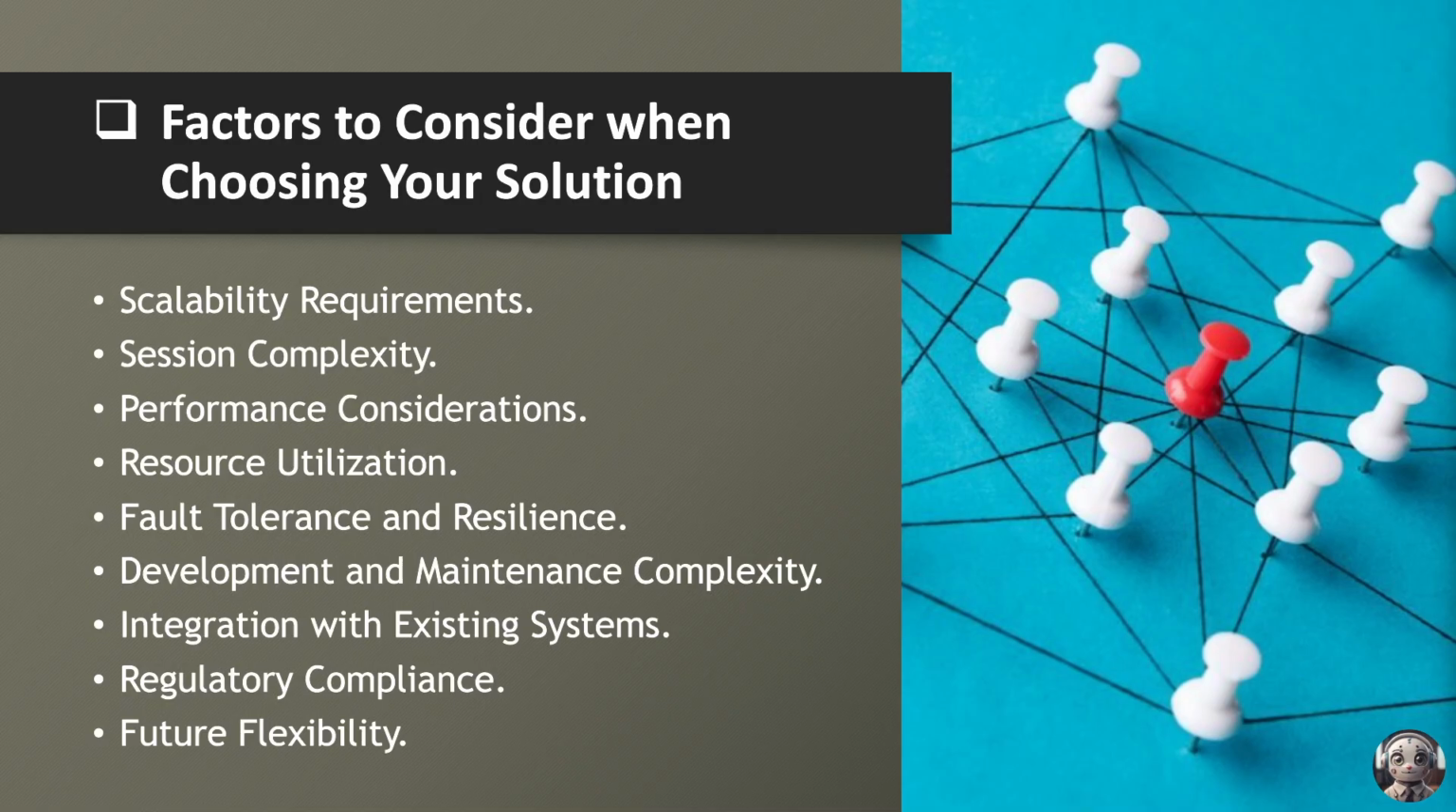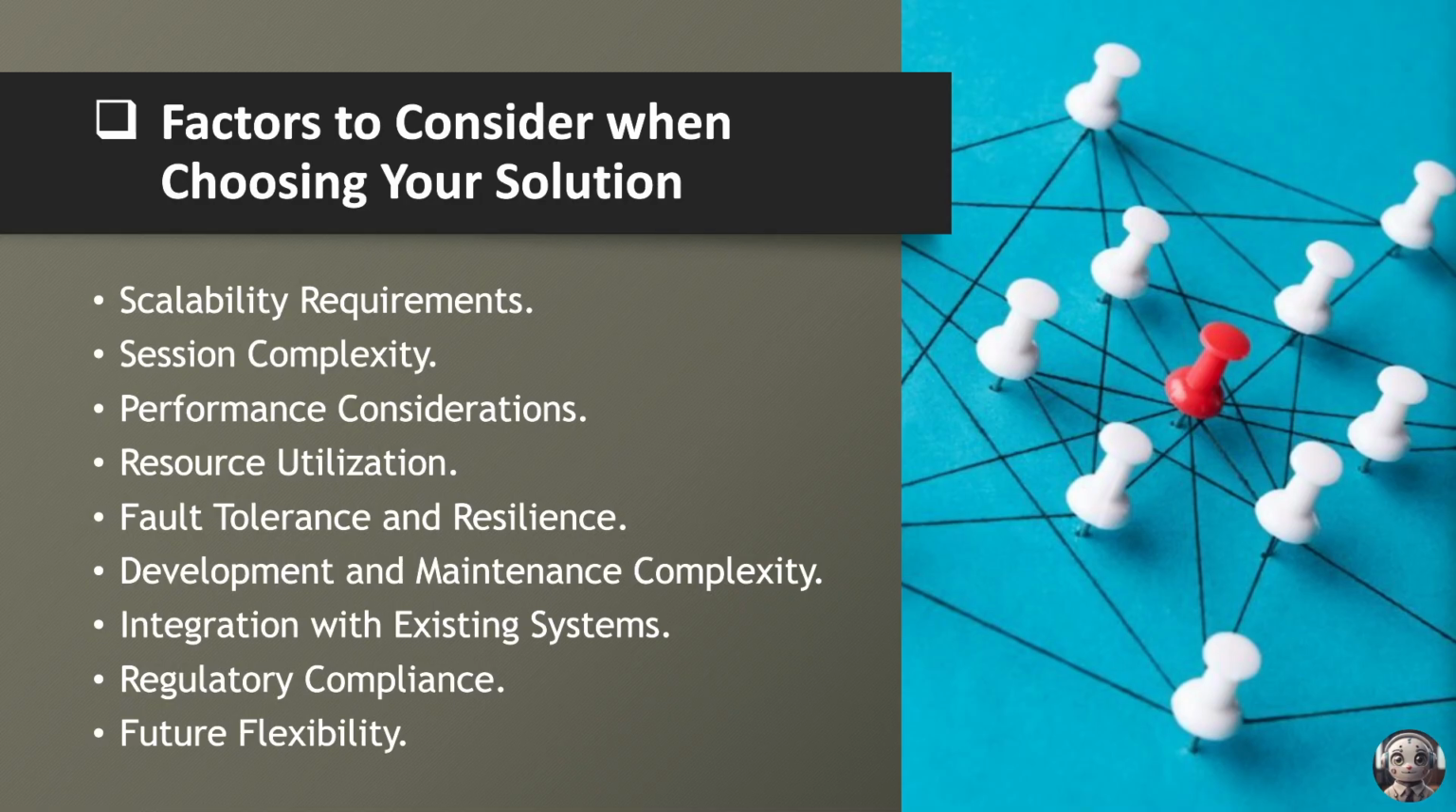Next is integration with existing systems. Evaluate how well each architecture integrates with your existing systems and infrastructure. Consider compatibility, ease of integration, and potential migration challenges. Next is regulatory compliance. Ensure compliance with regulatory requirements, such as data privacy laws and industry standards. Certain regulations may impact your choice of architecture, especially regarding data storage and management practices.